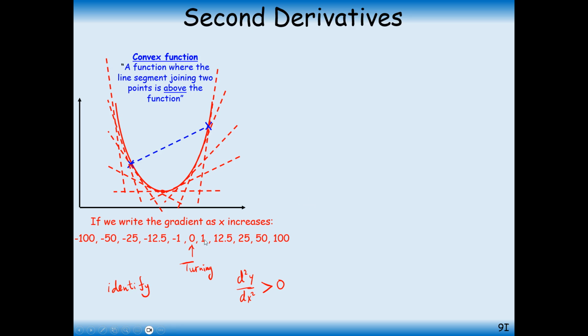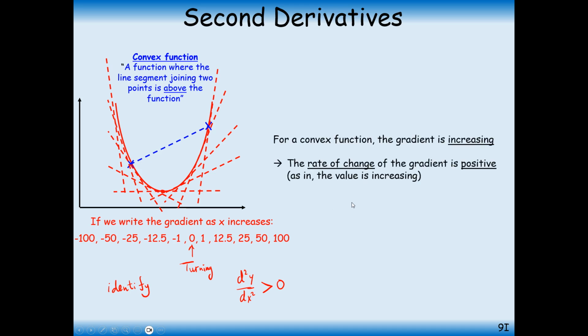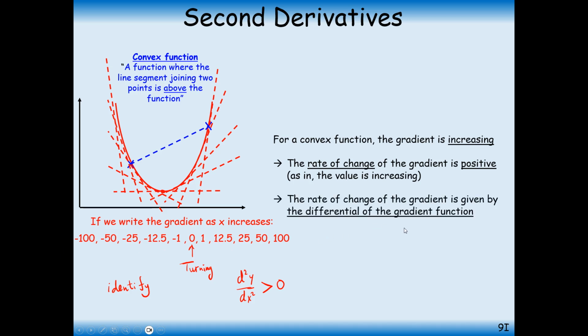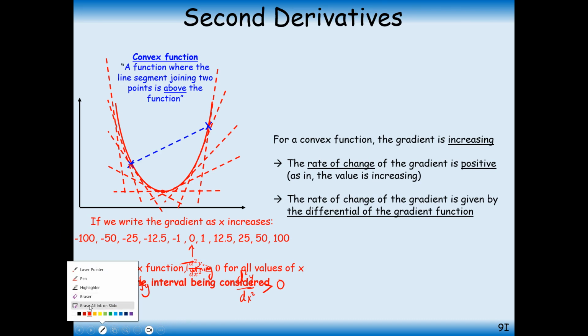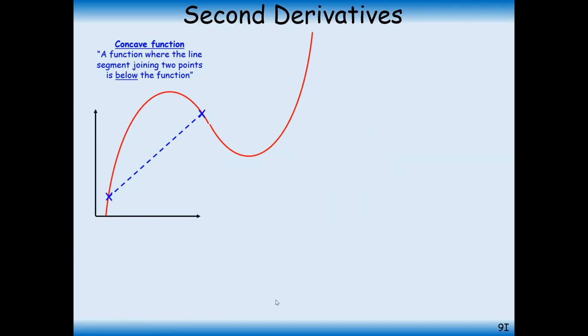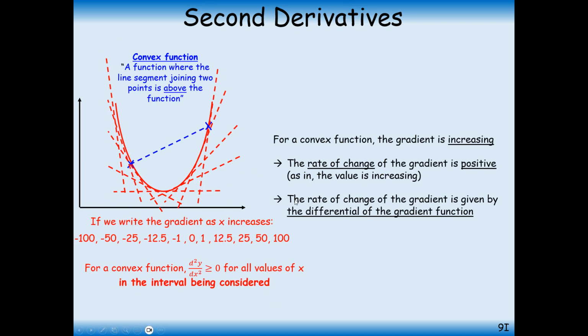Because the second derivative is increasing, the gradient is increasing, the rate of change of a gradient is positive, as these arbitrary numbers are increasing in the sequence. So the rate of change of the gradient is given by the differential of the gradient function, so the second derivative. This interval was labeled convex. We call this a convex function in this interval.